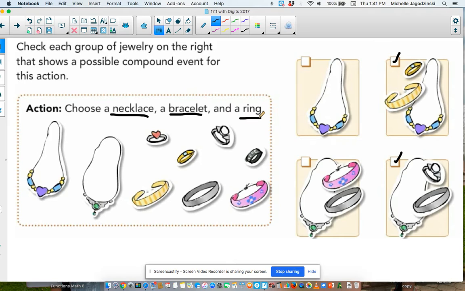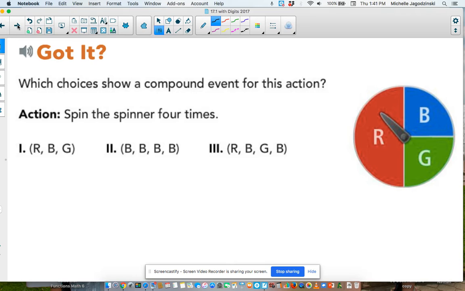So now at this point in time, it's time for you to answer this question in your book on your own. Which choices show a compound event for this action? And the action is spin the spinner 4 times. So again, you are circling, choosing which choices show a compound event for this action. So of these 3 choices down here, which one are compound events for spinning that spinner 4 times?